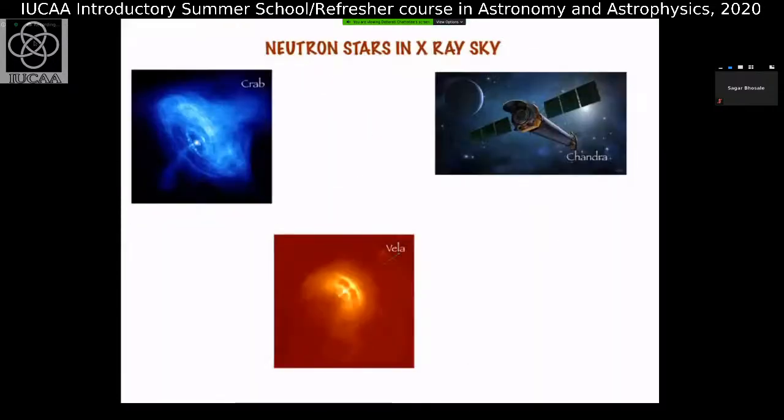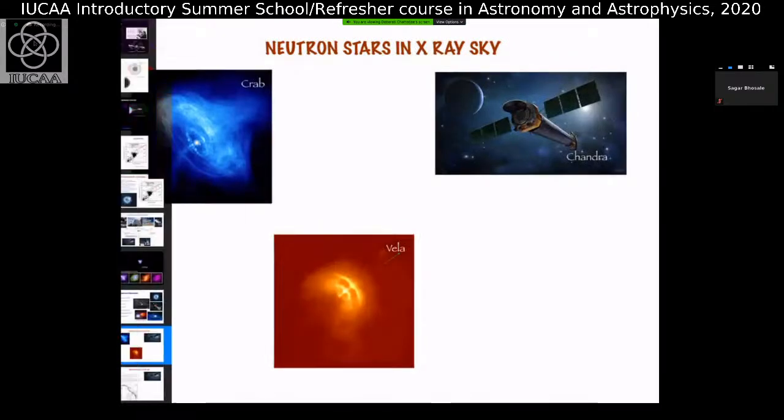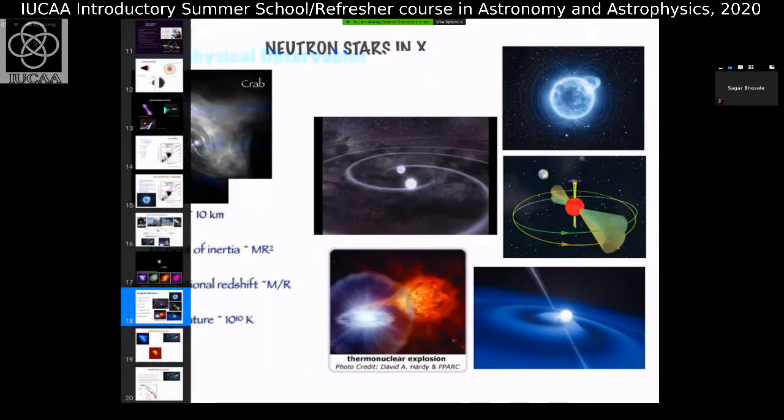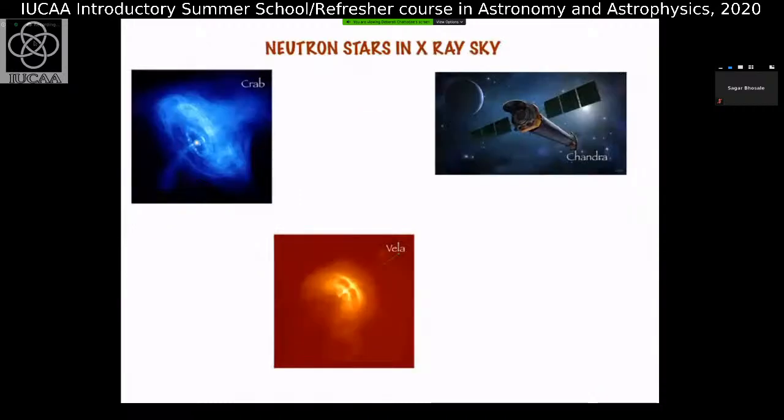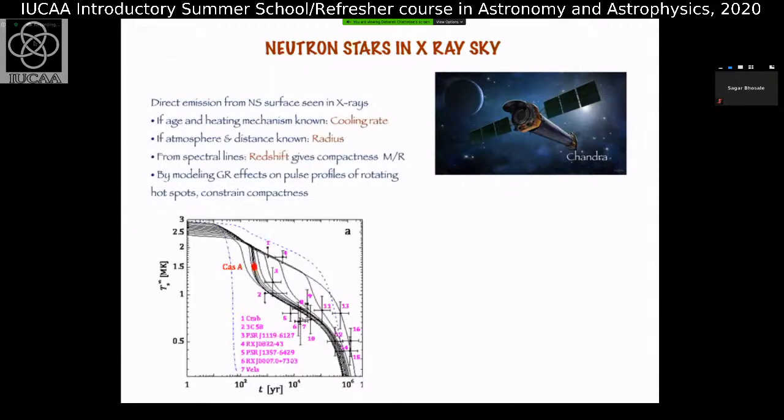All right, so neutron stars. We were talking about the different astrophysical observables that can be determined from observations of neutron stars across the electromagnetic spectrum. Neutron stars can also be seen in X-ray spectra. The Chandra telescope has recently given us a lot of important information about neutron stars in the X-ray band. Direct surface emission, so thermal emission from the neutron star surface, is seen in X-rays.